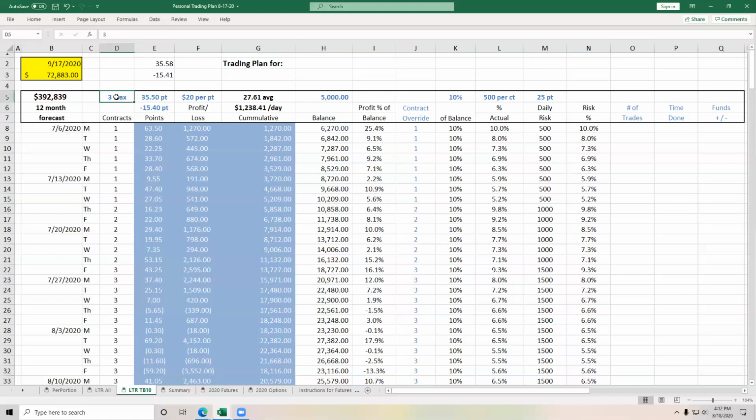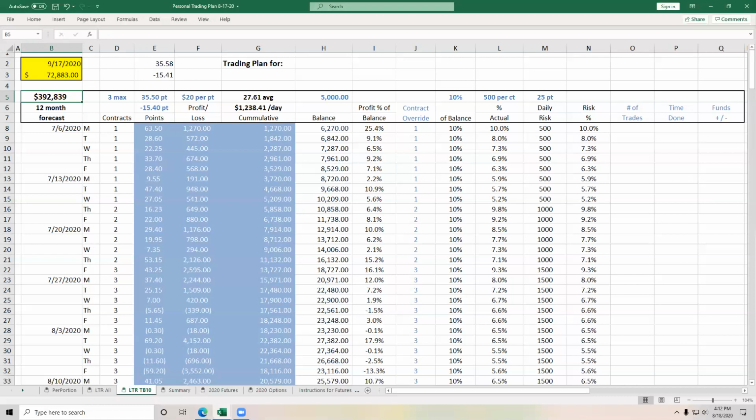And then I have this capped out at 3 contracts. That shows a possible income over a 12-month period of about $392,000. Now that's trading from 7 a.m. to 4 p.m. Eastern. That's only taking the trend bias trades and the continuation trades that allow us to jump back into the trend, all based on the adaptive entry system.